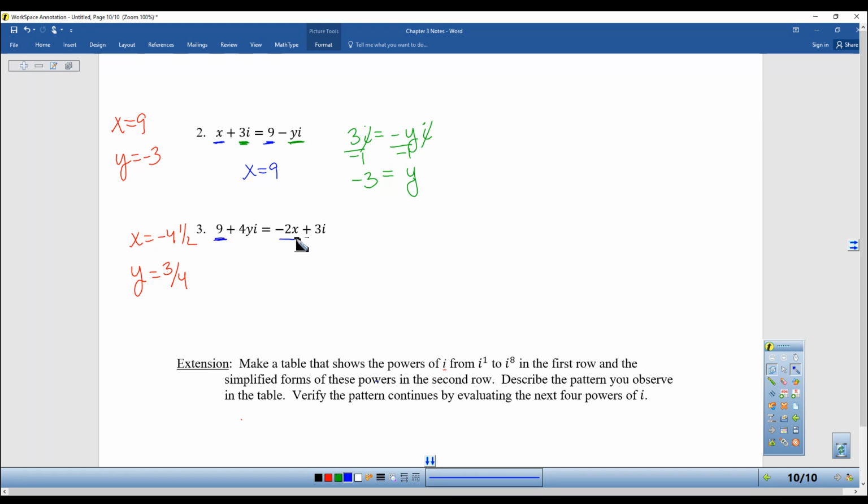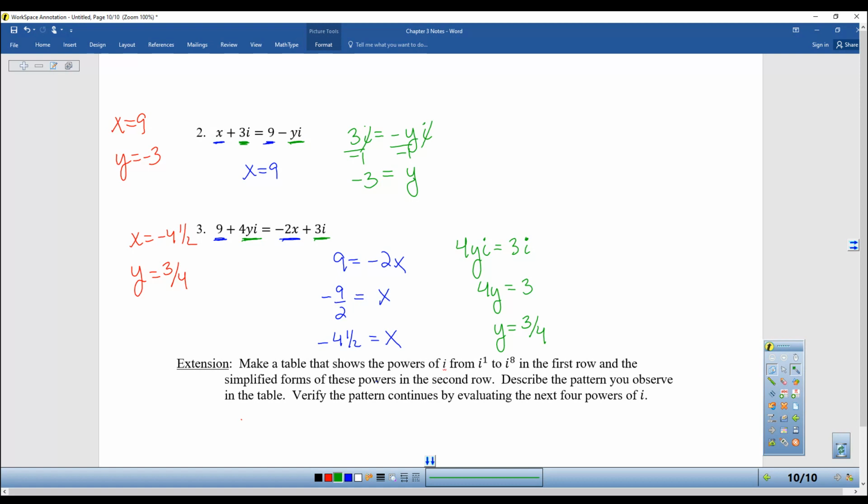The real is equal to the real, so 9 is equal to -2x. Divide both sides by 2, and you get -9/2, which is the same as -4.5. The imaginary is equal to the imaginary, so 4yi is equal to 3i. So in essence, 4y is equal to 3. The i's can be either divided away, or you can just think the coefficient has to be the same. Divide both sides by 4, and you get 3/4.